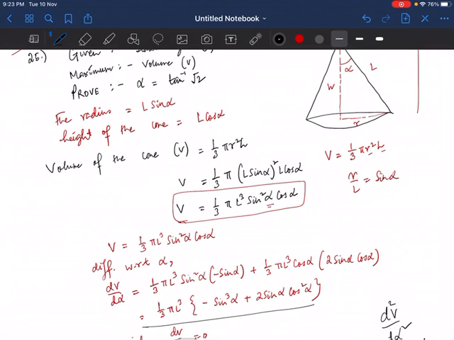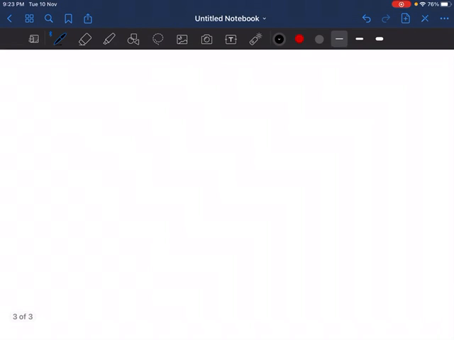And the other question, this is my question number 26. Look at question number 26. It says show that the semi-vertical angle of the right circular cone of given surface area and maximum volume is sine inverse 1 by root 3. So what is given here? The surface area is given, and we have to maximize the volume.